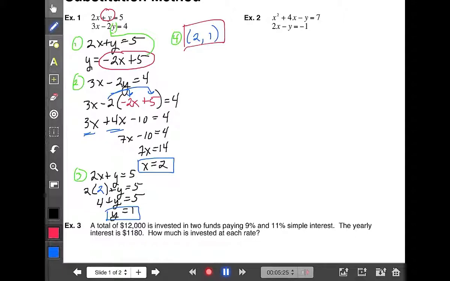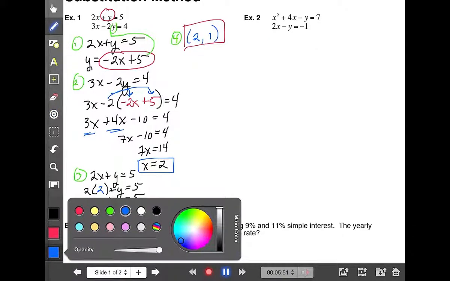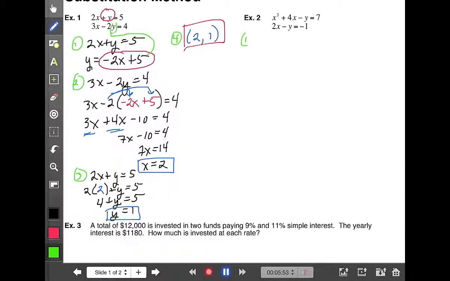Okay, so let's look at example 2. But this time, what do you notice about example 2 that you may not have seen before or you forget about? You've got this x squared, right? So we're still using substitution. I could solve this equation here for y or this equation here for y. Which one would you prefer to solve for y? The second one, it's less complicated. So always go for the less complicated one. So that's where we're going to start.